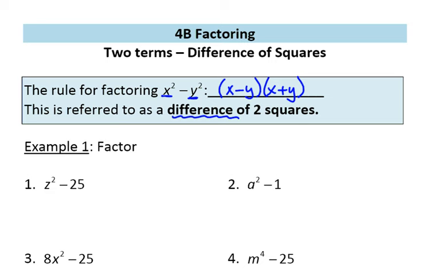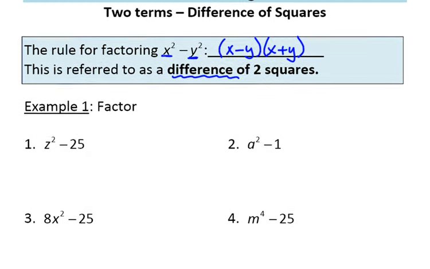When you see this particular pattern, the difference of two squares, it factors into the square root of the first one minus the square root of the second, and then the same two terms with a plus in the middle of them. If you were to multiply those out, you're going to come back to x squared minus y squared. So let's just do some examples very quickly.